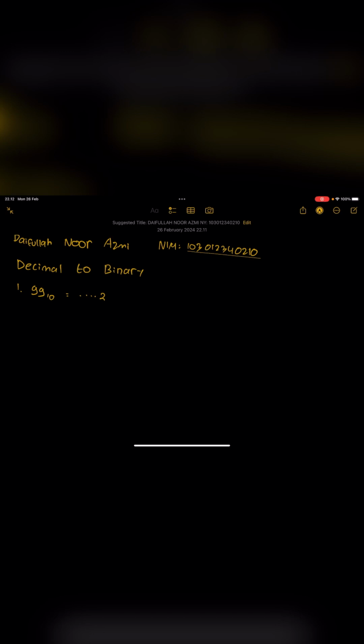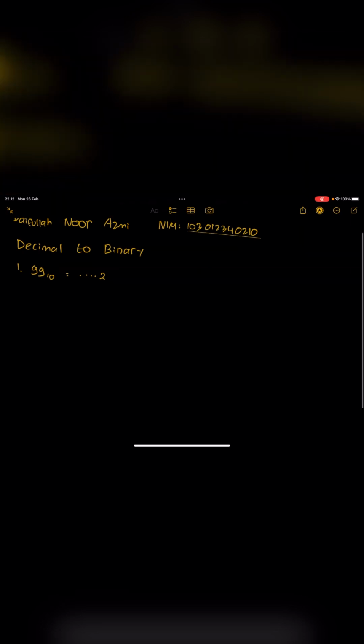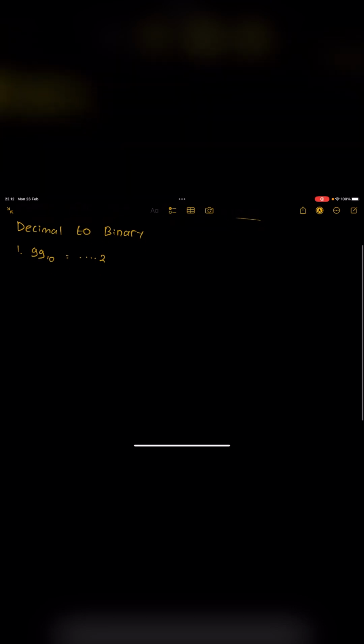Today we'll be explaining converting. The first one is how to convert from decimal to binary. The first example will be 99 with the basis of 10, because 10 is the basis of the decimal, equal to a value with the basis of 2, because 2 is the basis of the binary. First, we write the value of the decimal, which is 99, and then we divide it by the basis of the binary, which is 2.